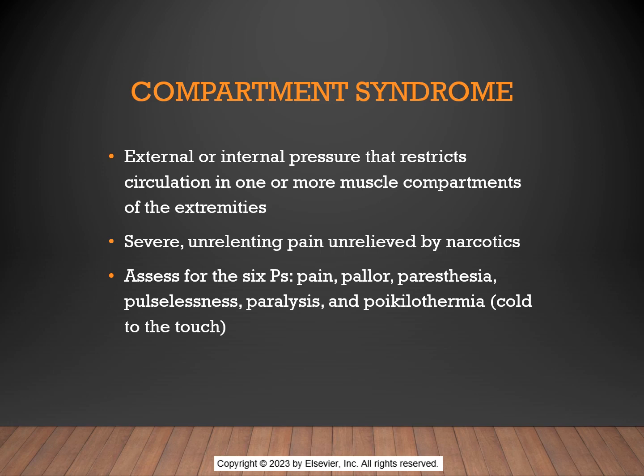The main sign of compartment syndrome is severe, unrelenting pain that is out of proportion to the injury and unrelieved by narcotics. Decreased sensation, numbness and tingling, paleness of the skin, and weakness of the extremity are other signs. Assess for the 6 P's: pain, pallor, paresthesia, pulselessness, paralysis, and poikilothermia.